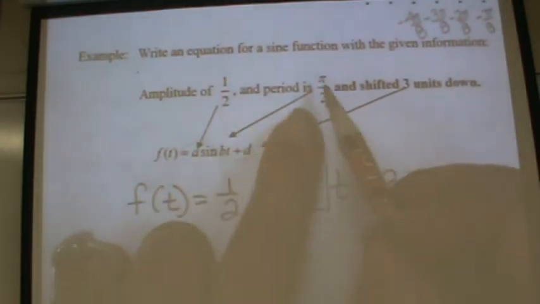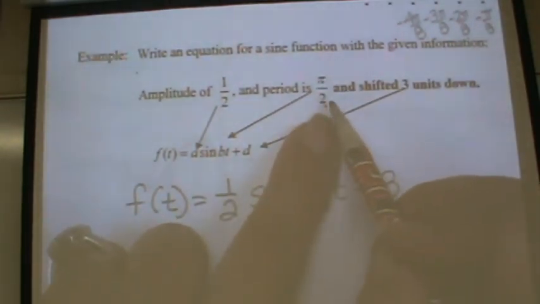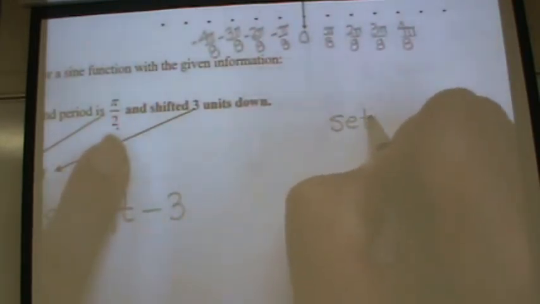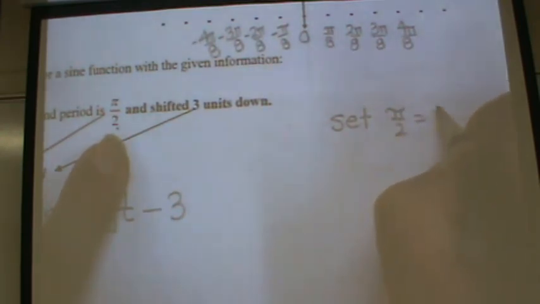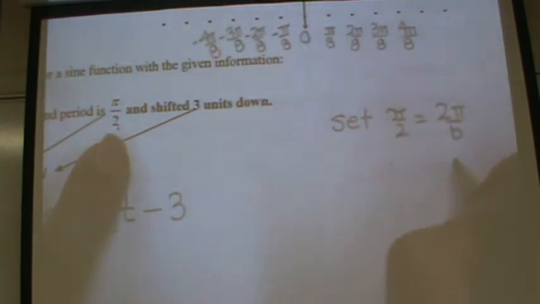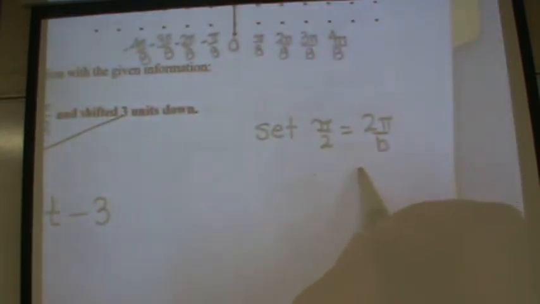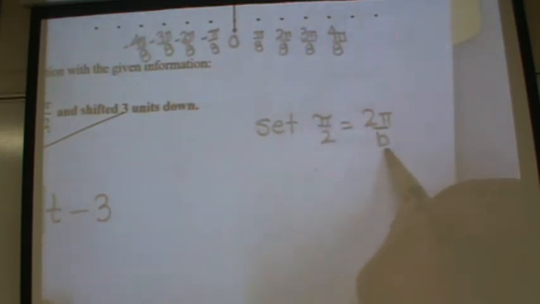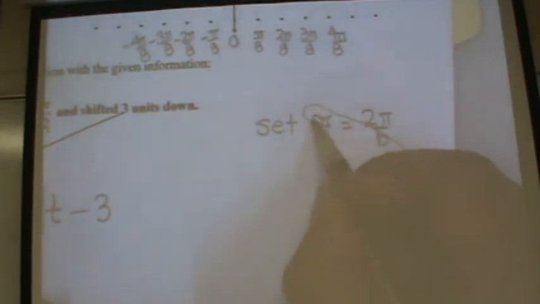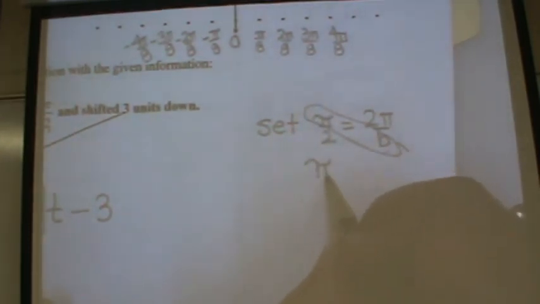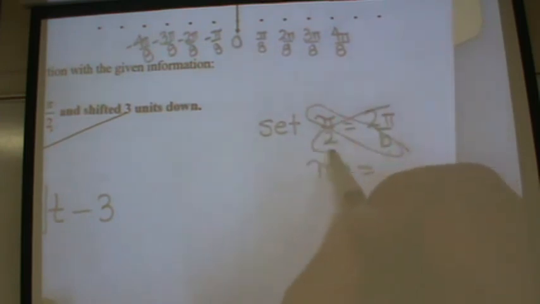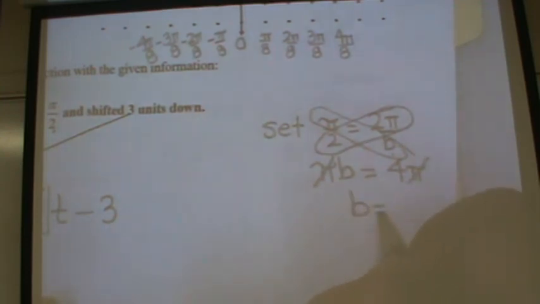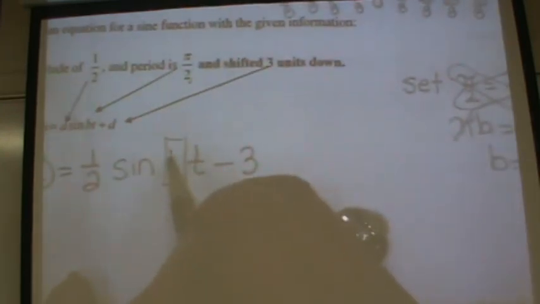If they tell you that the period, so in other words, this graph completed the cycle by the time it reached pi over 2, what you're gonna do is set pi over 2 equal to the definition of the period, 2 pi over b, and solve for b. That's all you have to do. Set the period that they give you equal to the definition of the period, 2 pi over b, and solve for b. Now, we're gonna cross multiply. What's pi times b? Pi times b. What's 2 pi times 2? 4 pi. These pi's cancel, and what's b equal to? 4. That's the number that would go here.